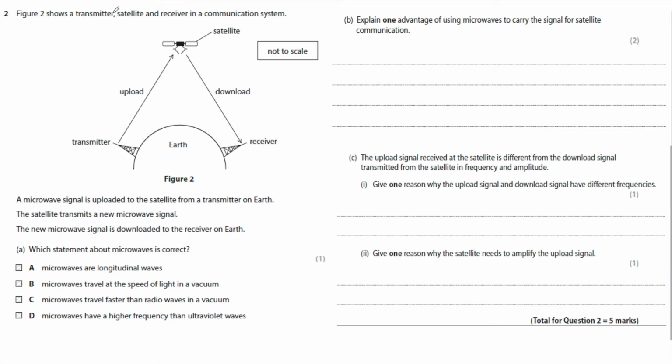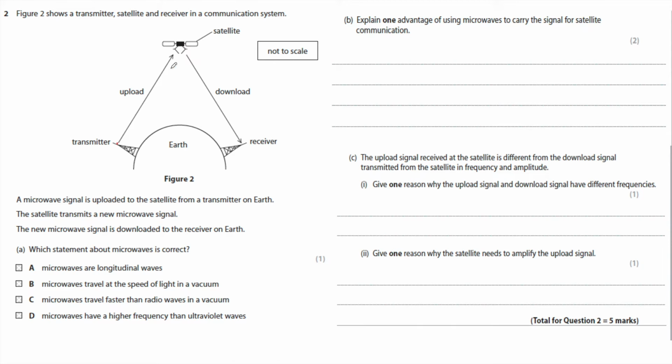Figure 2 shows a transmitter, satellite and receiver in a communication system. Before you read the question, have a look at the diagram here. You can see that when we use microwaves, we have to transmit a signal up to the satellite. That's called an upload or uplink. And remember, as it's traveling through the atmosphere, it's going to lose energy with an inverse square law. So it's going to be quite weak when it gets here, which means it has to be amplified, and then it goes on a different frequency, the download or downlink frequency, which has a different frequency to stop interference, and it will have to be amplified here.